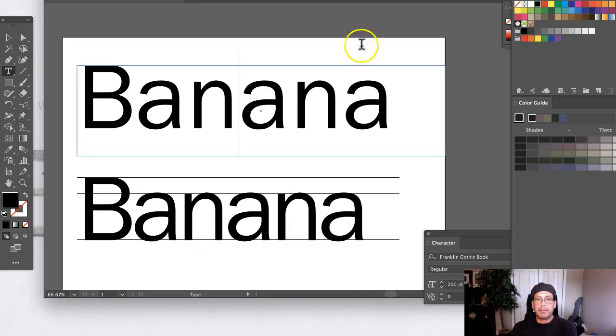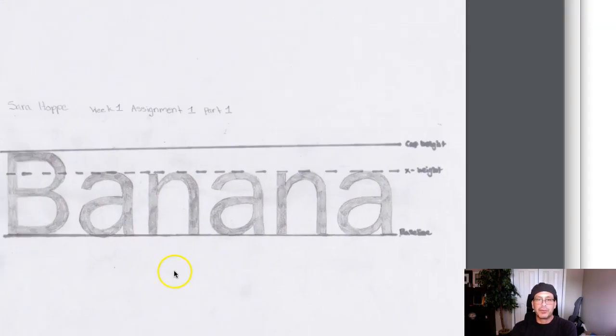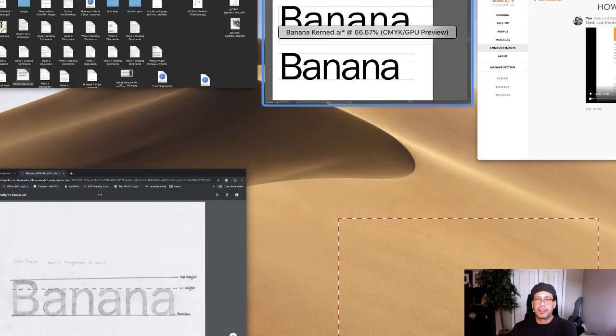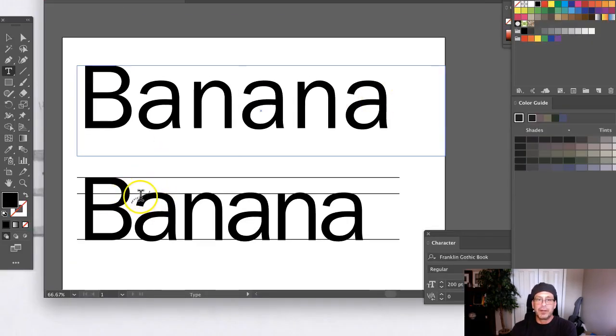Okay, baseline, mean line, cap line. We have something called overshoot in typography. It looks like you've got it represented pretty well, but overshoot indicates that curved letter forms sit above the mean line a little bit and below the baseline a little bit. And when applicable, a curved letter form would sit above the cap height a little bit. When I say a little bit, I just mean a minuscule amount, as we can see right here.